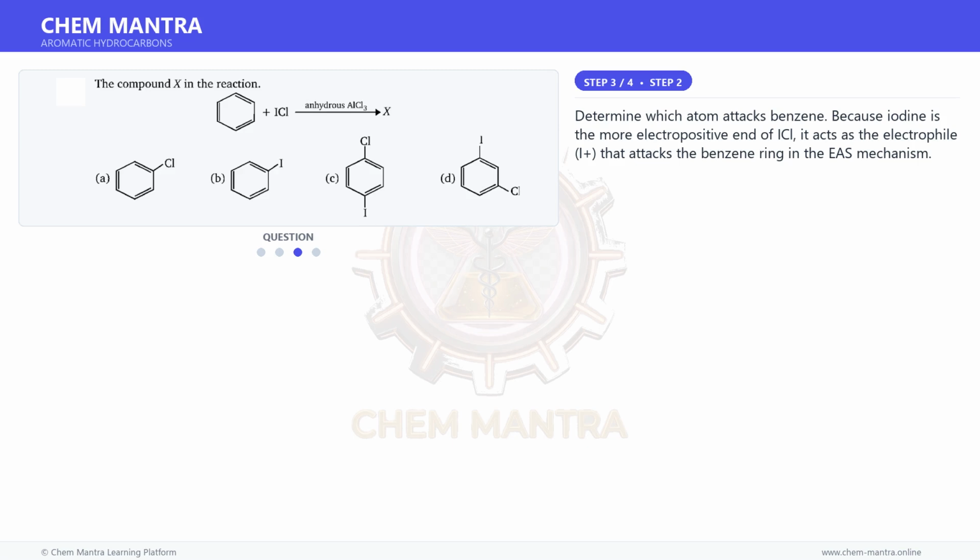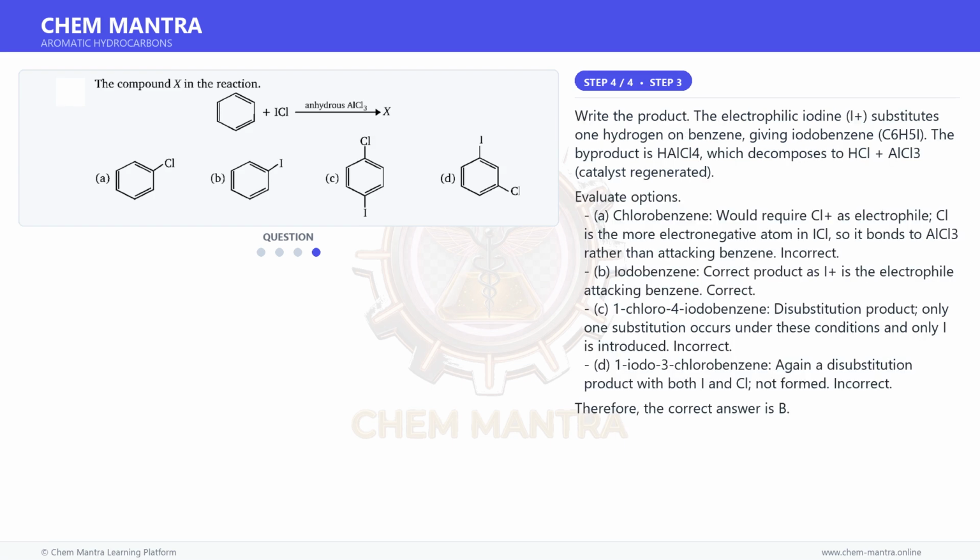Determine which atom attacks benzene. Because iodine is the more electropositive end of ICl, it acts as the electrophile, I+, that attacks the benzene ring in the EAS mechanism. And for the final step, write the product.